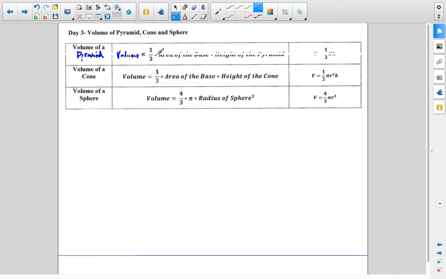So the volume of the pyramid equals 1/3 times, and this should say area of the base, times the height of the pyramid. Okay, so this should read capital V equals 1/3 capital B for the area of the base times H, the height of the pyramid.